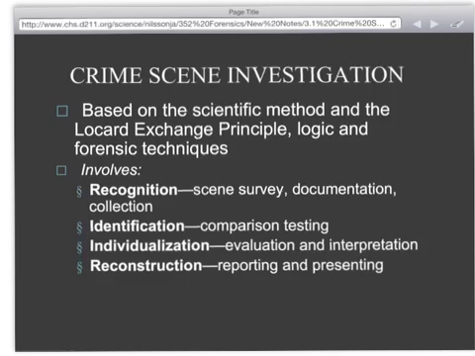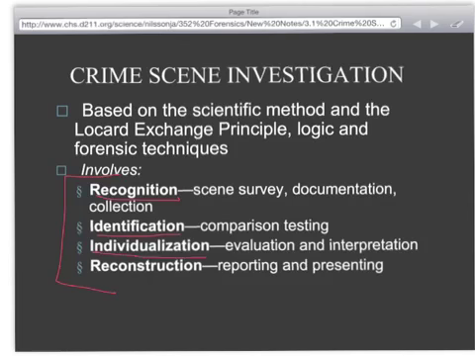Now, some of the processes of assessing or really developing a crime scene. First is going to be recognition. This is done at the scene of the crime: the scene survey, documentation, collection of evidence, things like that. Identification comes back at the crime lab. This is when you're doing comparison testing, taking your sample and comparing it to a known sample.